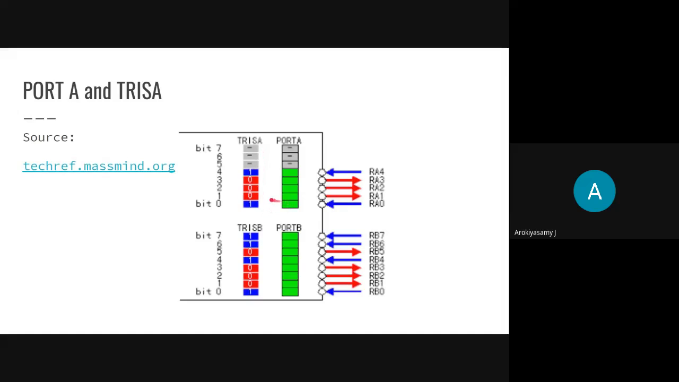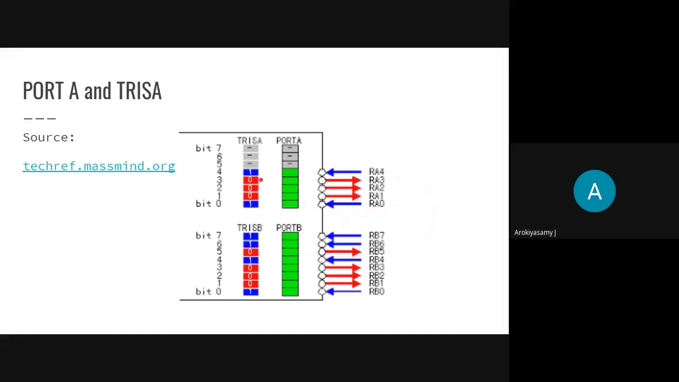For each port line, one tris register is provided: RA0, RA1, RA2, RA3, RA4. If you put 1 in the tris register, the corresponding bit becomes an input pin. Look at the direction of the arrow. The corresponding bit will act as an input pin.